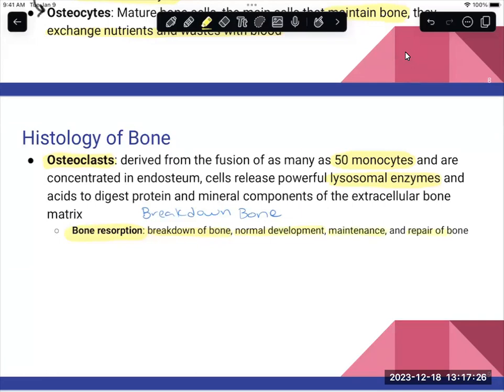And if you've ever broken a bone, those osteoclasts come in and get the area ready to go. So then osteocytes can come in and start rebuilding that bone that had been damaged.